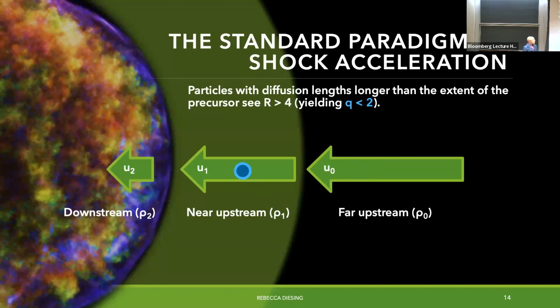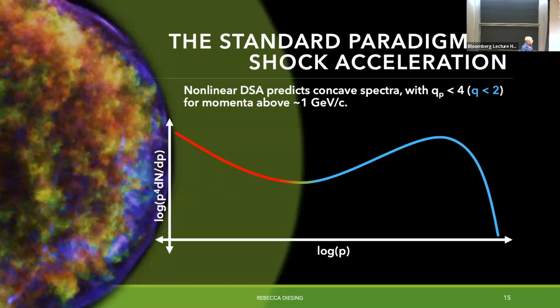Conversely, if you have a lot of energy, you're going to probe the full region from the downstream to the far upstream. So the compression ratio that you probe is actually larger than 4, due to the fact that you have that non-negligible cosmic ray pressure. That has an adiabatic index of 4/3 rather than 5/3, which makes your fluid more compressible and raises your compression ratio. And so for these high energy particles, you should have spectra that are flatter than E to the minus 2, q of less than 2. Putting that together, nonlinear DSA predicts this kind of concave spectrum.